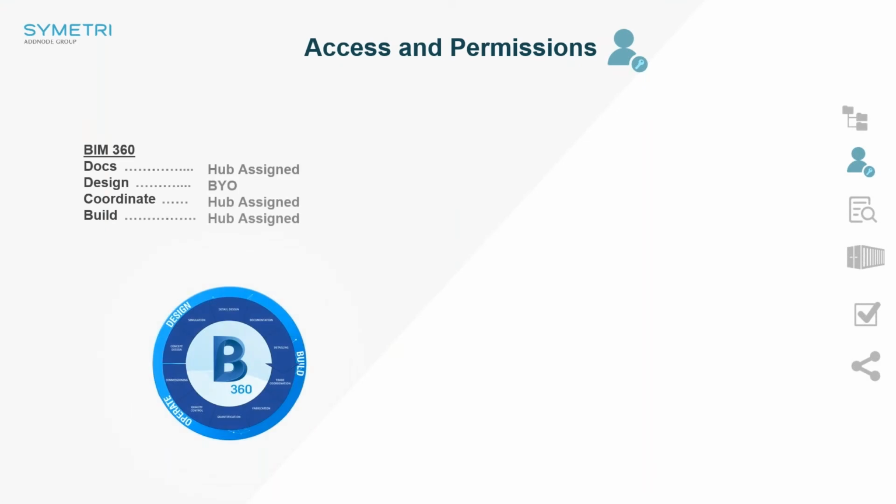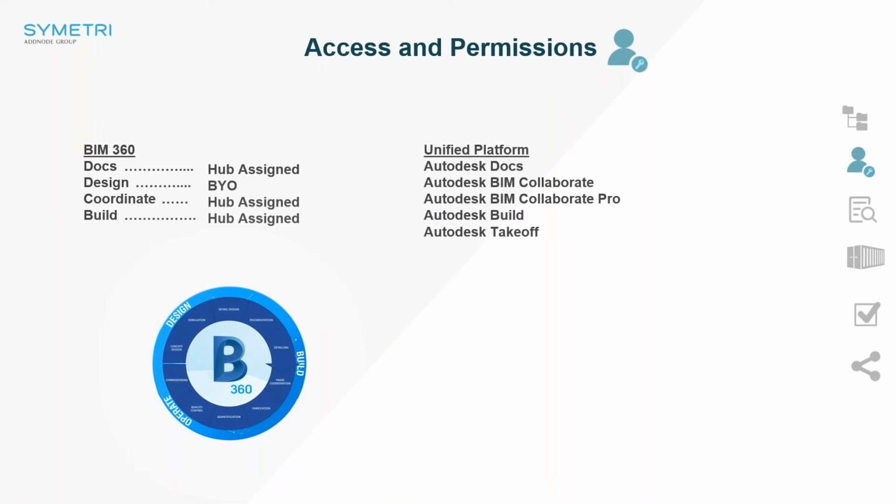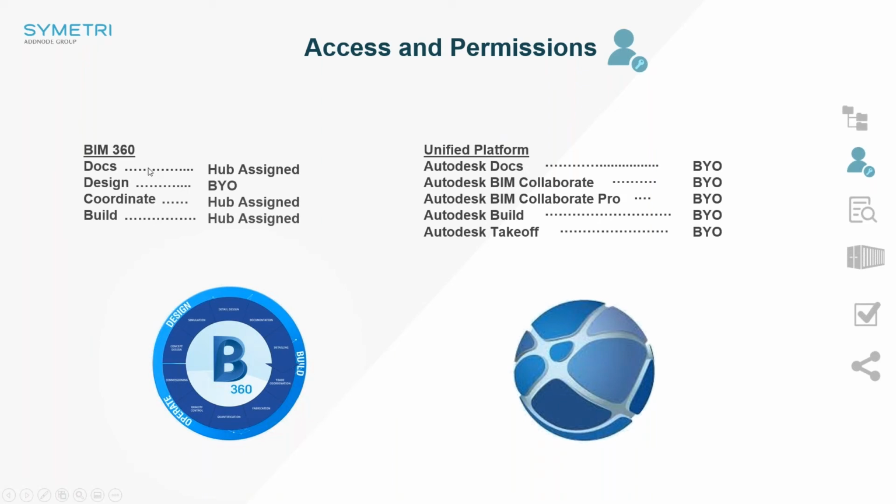I want to explain the difference between the previous platform, which is BIM 360, and the platform we're talking about today, which is the Unify platform. So for BIM 360 previously, if you work in a project, you can see all the modules here: docs, design, coordinate, and build. Most of them are hub assigned. Only in this case, design collaboration will be bring-your-own. What does that mean? That means that if you're assigned to a project, the person who owns the hub of that project will need to give you the license for all these modules. So we need to give the license for docs, for coordinate, for build, etc.